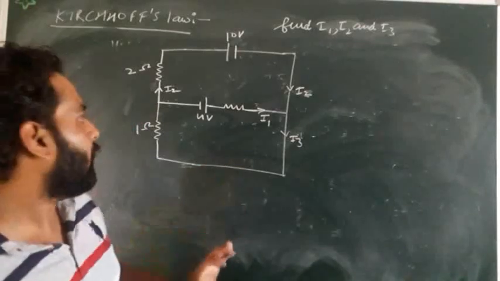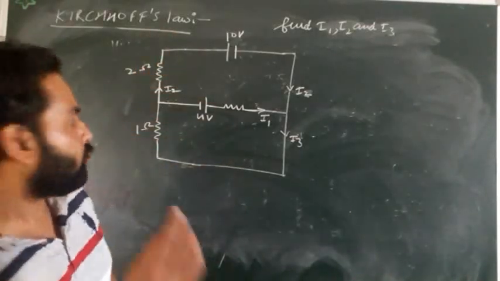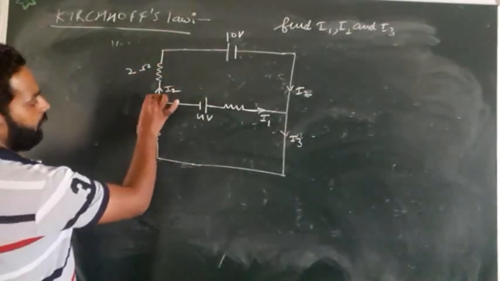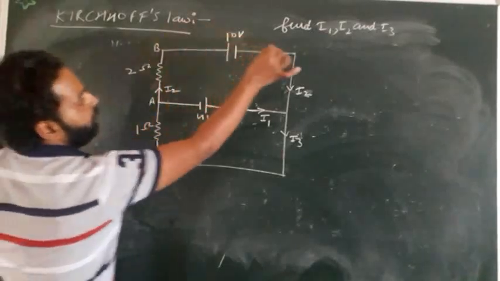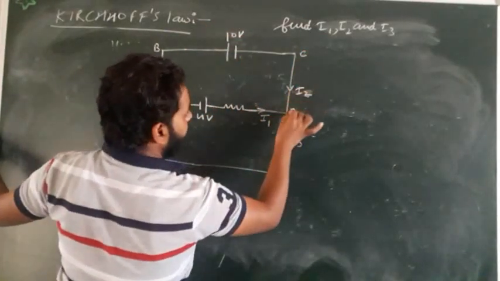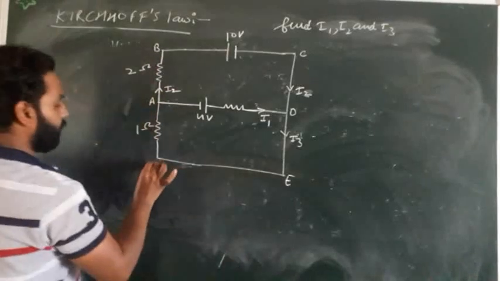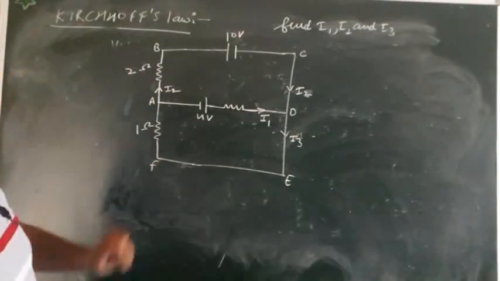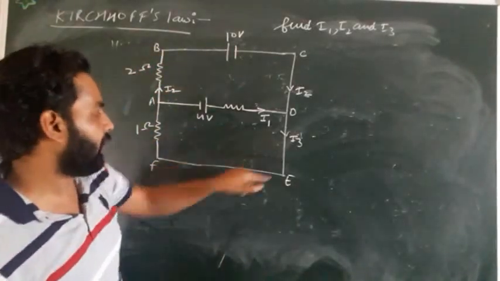First of all you have to give names to the points. If I start from here, this is A, B, C, D, E, F. So we will name the circuit A, B, C, D, E, F.